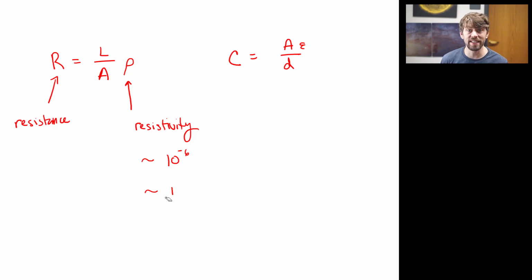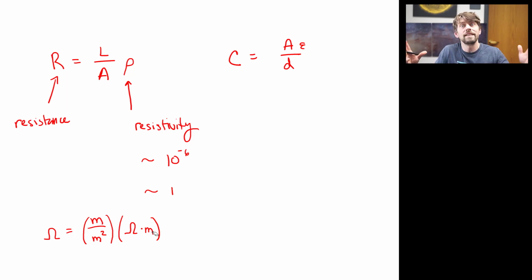Now we could also see the units of resistivity. Okay? We know that the units of resistance are ohms. On the right-hand side, we have a meter divided by a meter squared. And so evidently the resistivity must be in ohms times meters. You don't need to know that, but that's just for completeness.